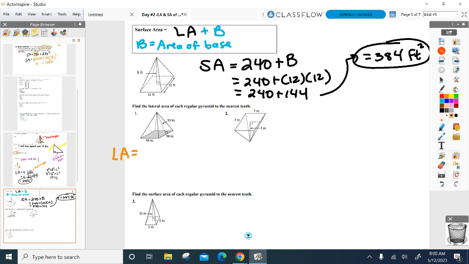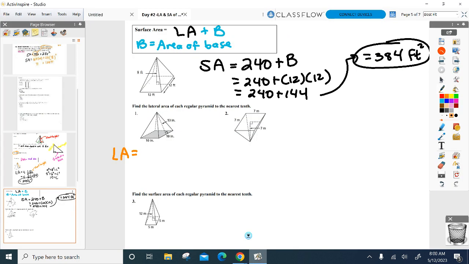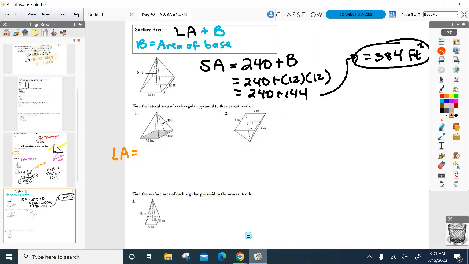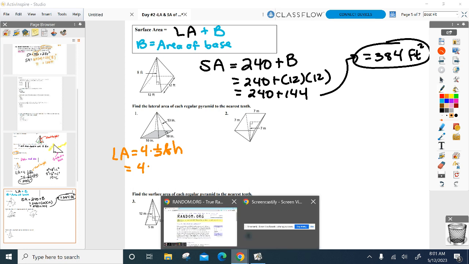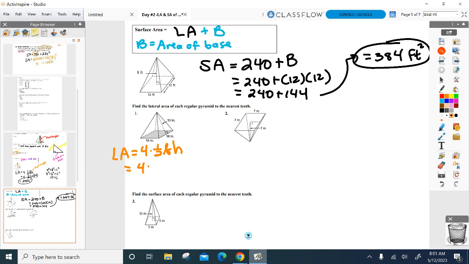Lateral area. Take off the base. My first question: how many triangles are left? 3. How many triangles? 4 times 1/2 BH. Now I'm just focused on one of the triangular faces, and that's it. What are the base and height of one of the triangular faces? What are the base and height of one of those faces?